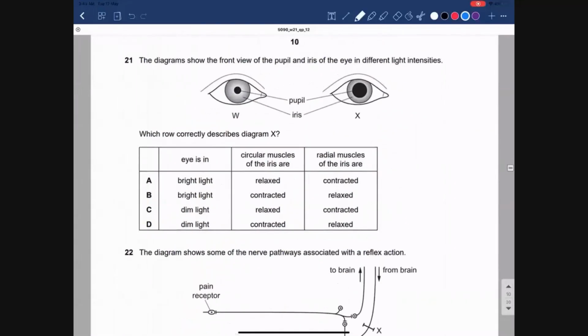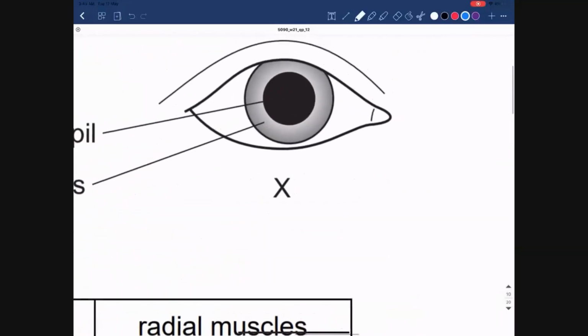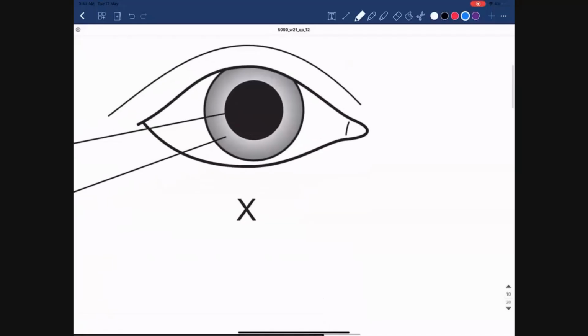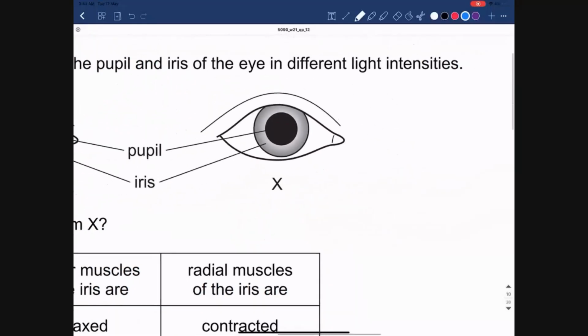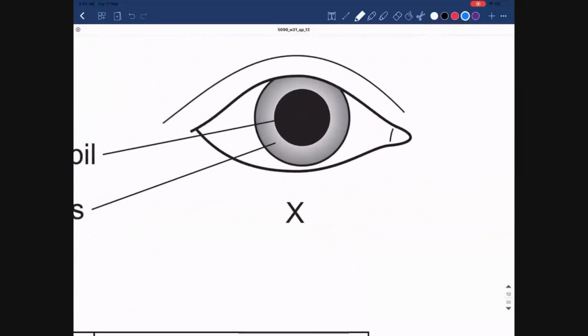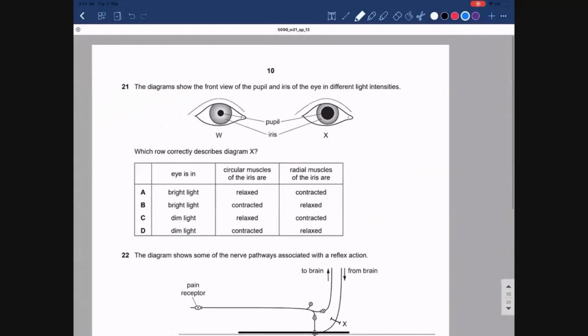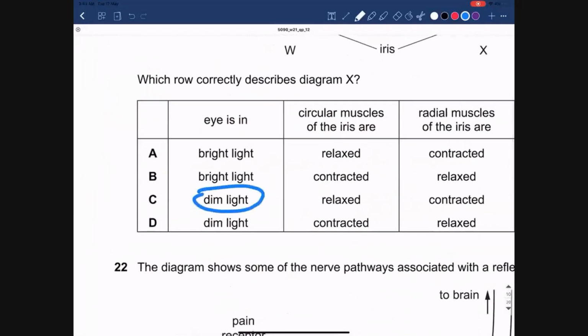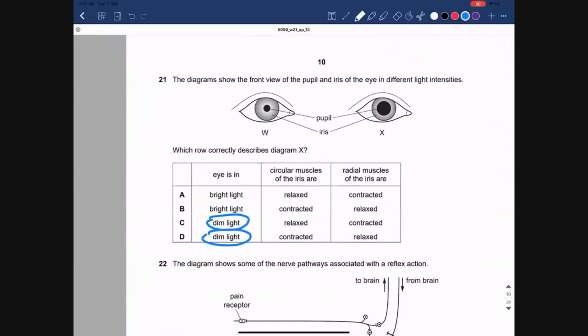Okay, let's move on to the next MCQ, that is MCQ number 21. The diagrams show the front view of the pupil and the iris of the eye in different light intensities. Which row correctly describes the diagram X? So guys, we can see that at X, the pupil is dilated, or we can say the diameter of the pupil is higher, which means that the person is in dim light. When we are in dim light, or when we are in the dark, the pupils dilate. So always remember that D for dim light, D for dilate.